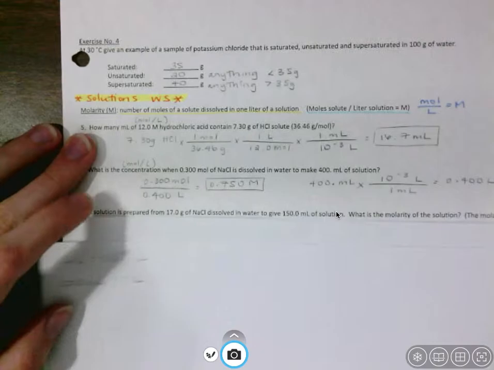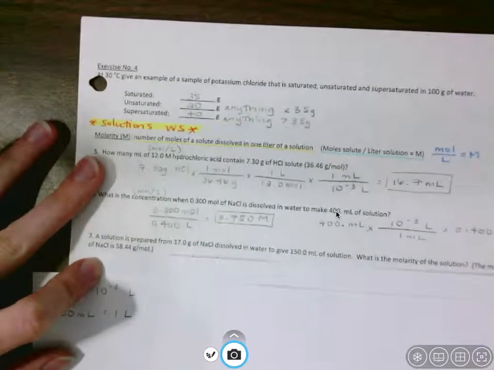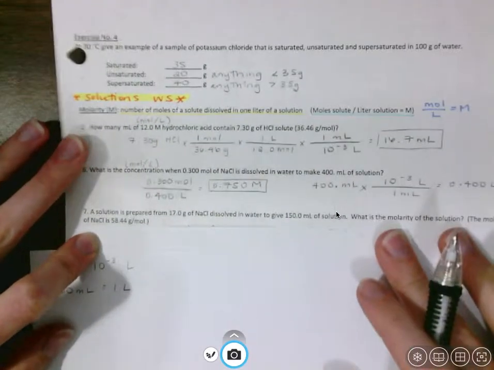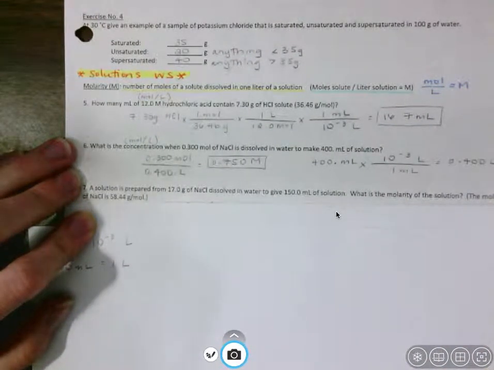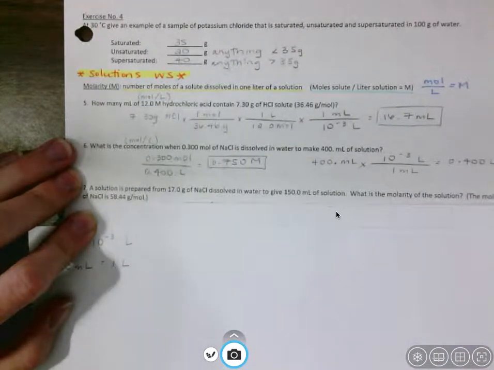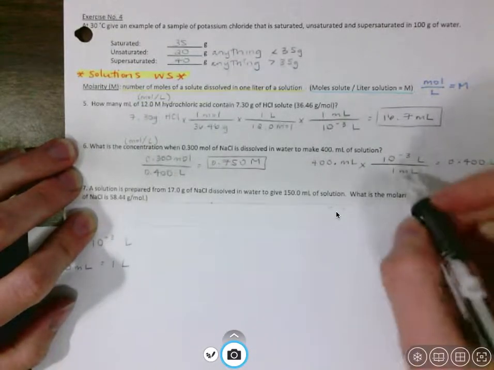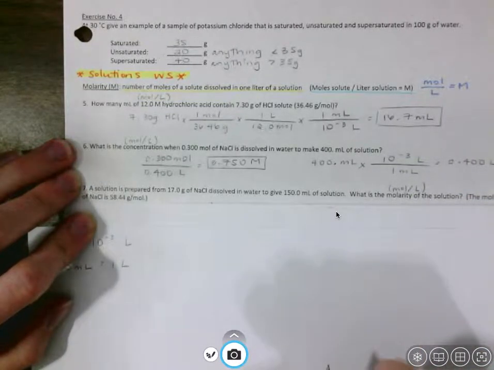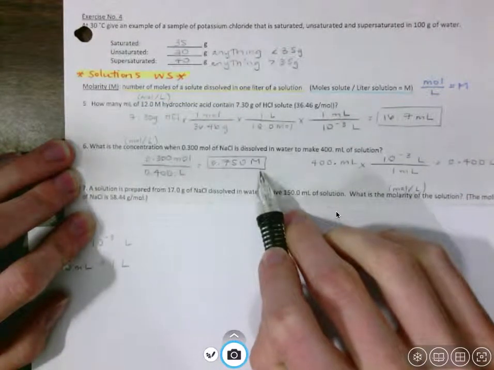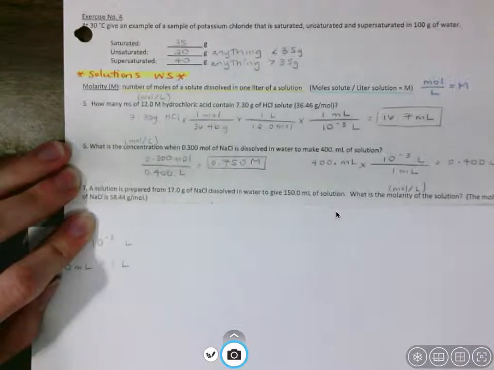All right, let's look at example number 7. So it says, a solution is prepared from 17.0 grams of sodium chloride dissolved in water to give 150 milliliter solution. What is the molarity of the solution? And we're given the molar mass of sodium chloride. So our molarity, again, we got units of moles over liters. And we're going to abbreviate it as capital M in our final units.